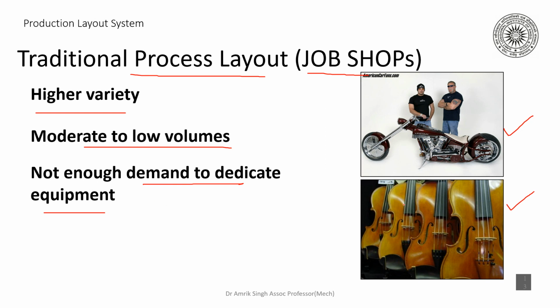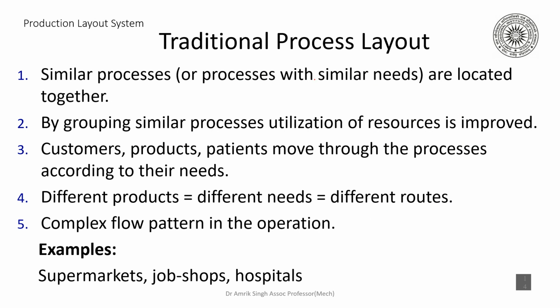be very high. Okay. So in the traditional type of process layout, similar processes or processes with similar needs are located together. Okay. By grouping the similar processes, utilization of the resources is improved. Customers, products, patients move through the process according to their need. Okay. So different products have different needs and the routes will be different. Complex flow pattern in the operation.